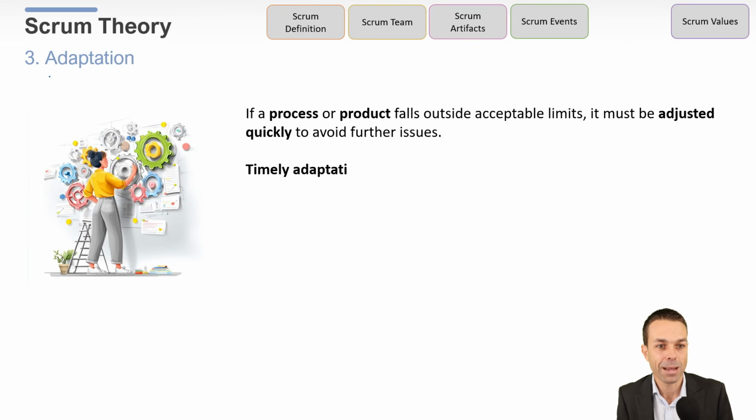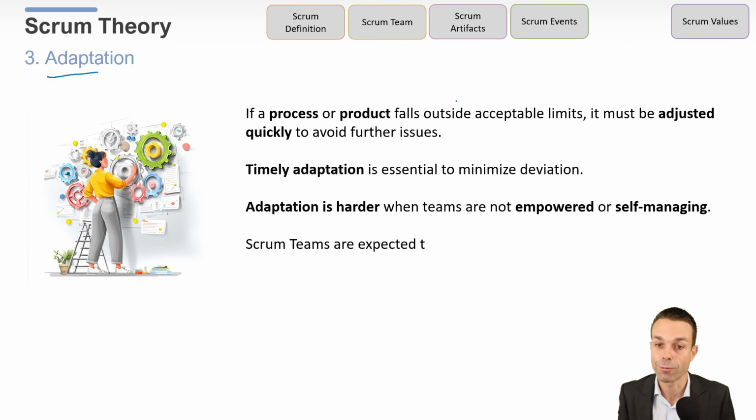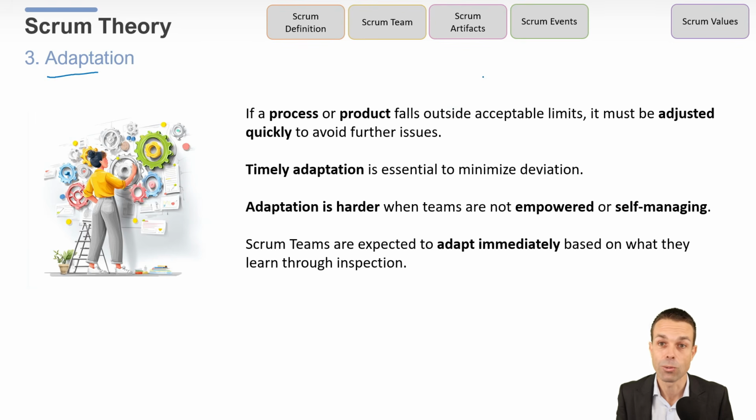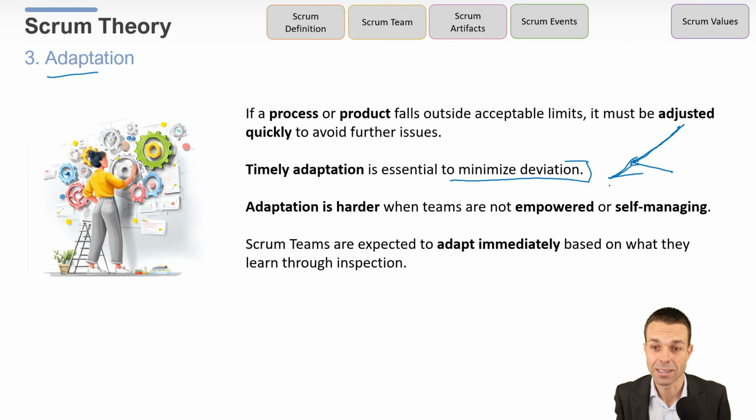Now, lastly, adaptation. If a process or product falls outside acceptable limits, we should adjust quickly to avoid further issues. Timely adaptation is essential to minimize deviation. Now, what that means is if we see that we're going off track and we adjust here, then we're going back on track. But if we wait, then it's going to go further and further off track. And sometimes that could be exponentially off track. So we want to adjust quickly if we can.